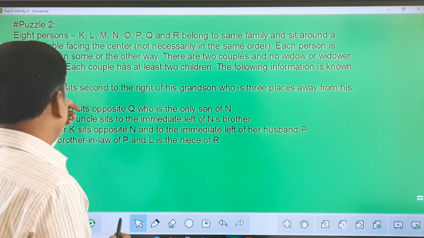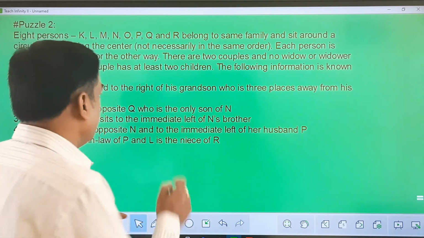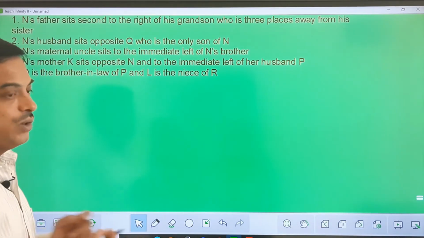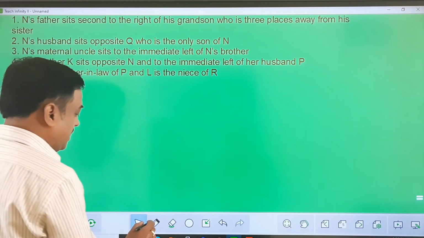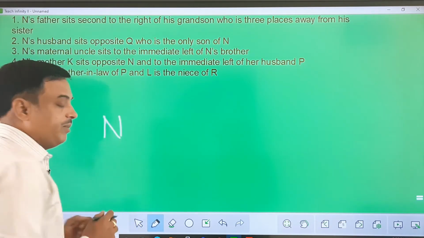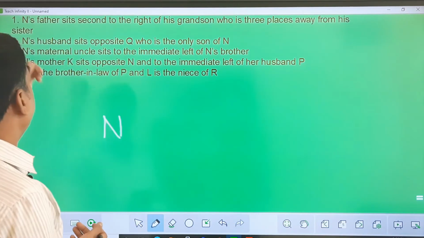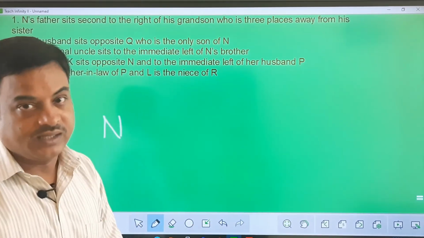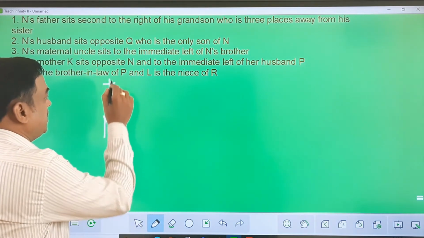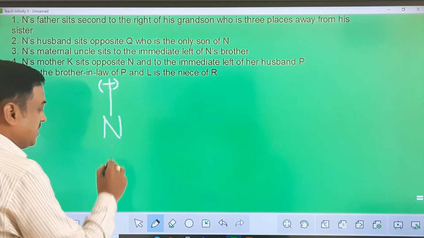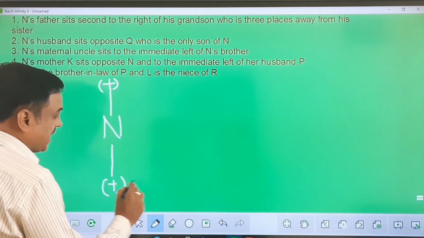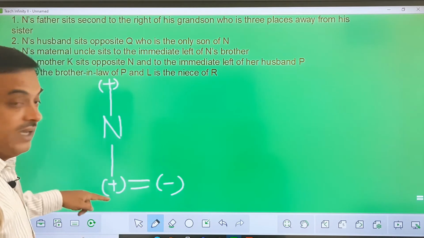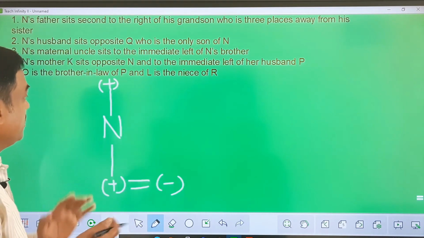Now based on these 5 points which are given to me, we need to draw the puzzle. So let me cover this up. I need only these 5 points right now. Okay. So the center person is who? N. Now here we don't know which gender N is and all that, we have to wait. Now, N's father sits second to the right of his grandson, who is 3 places away from his sister. So that means he is talking about N's father here. We don't know who that person is. He is sitting somewhere related to his grandson, and this grandson also has a sister. So you can say N's father and then his grandson, his sister. So we got 4 people here in this case.